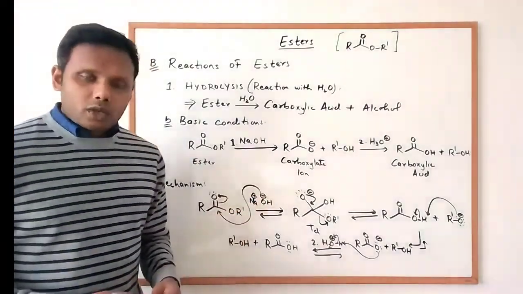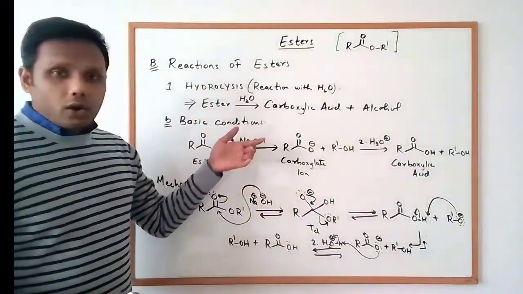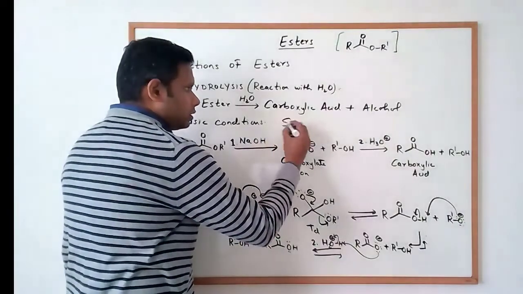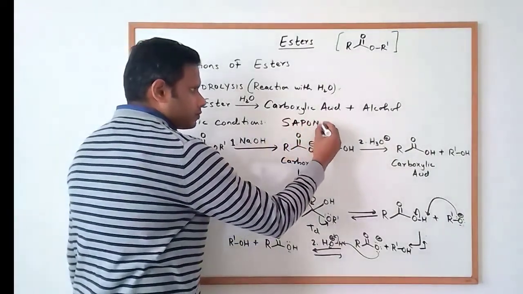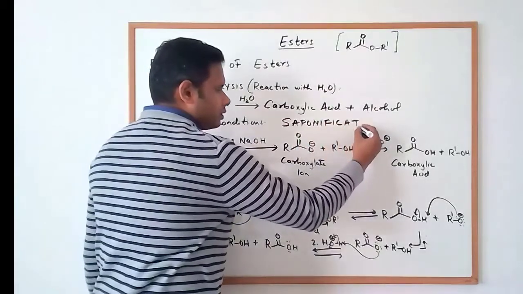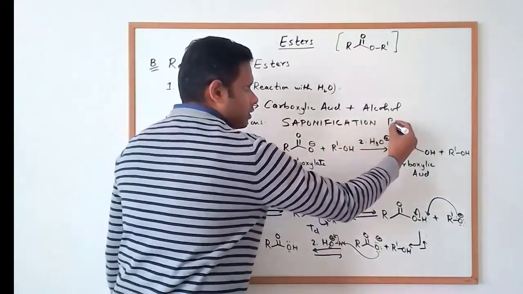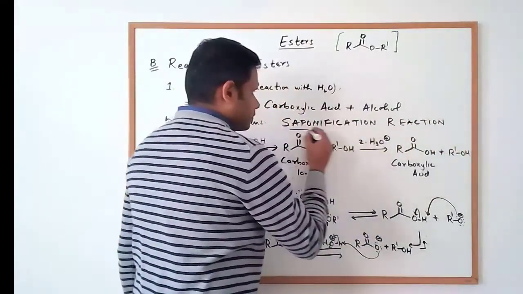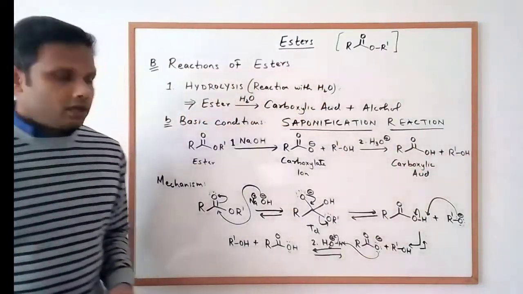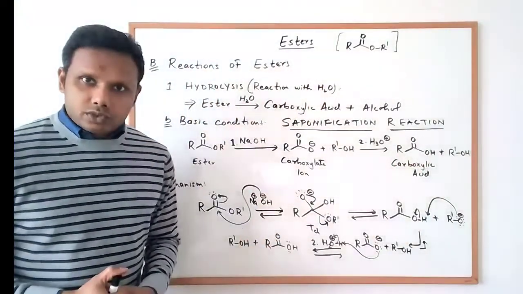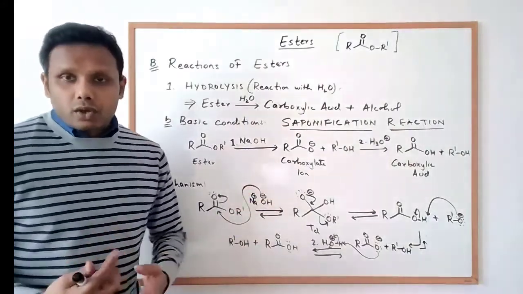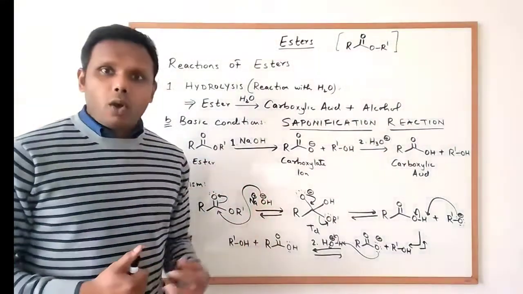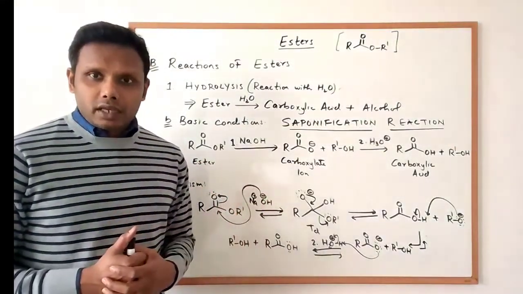This basic hydrolysis of an ester, or the hydrolysis of an ester under basic conditions, is also called a saponification reaction. And that's because this reaction is used to make soaps, or it was used to make traditional soaps starting from vegetable oils. We're going to draw that scheme next.